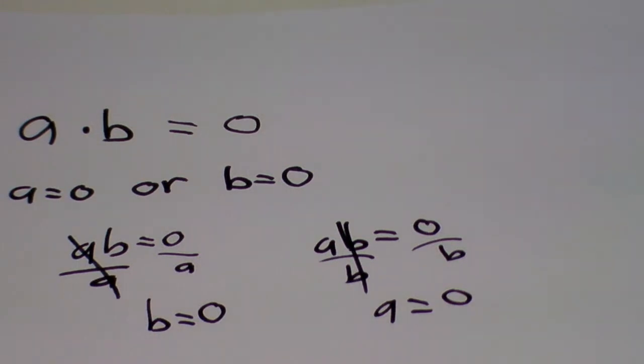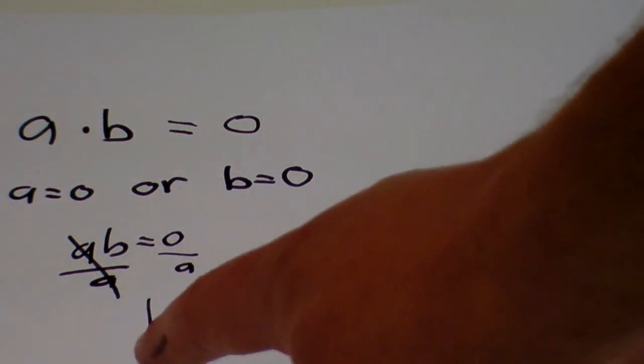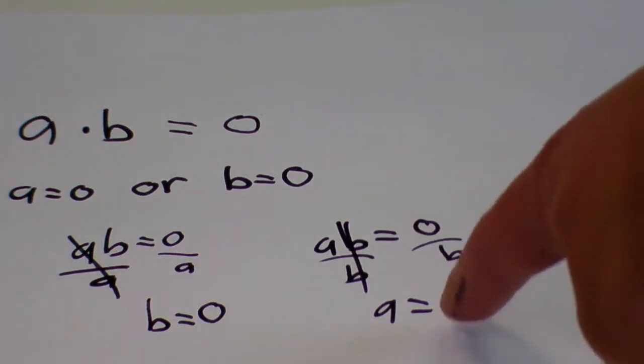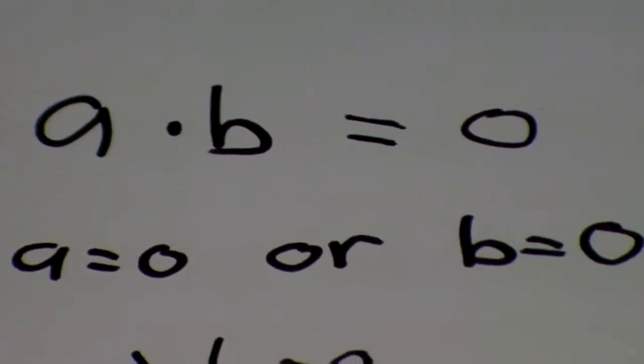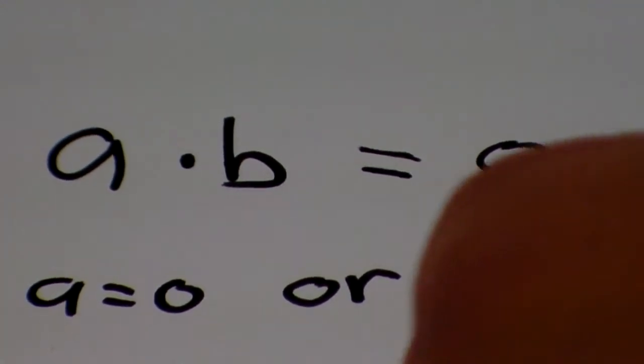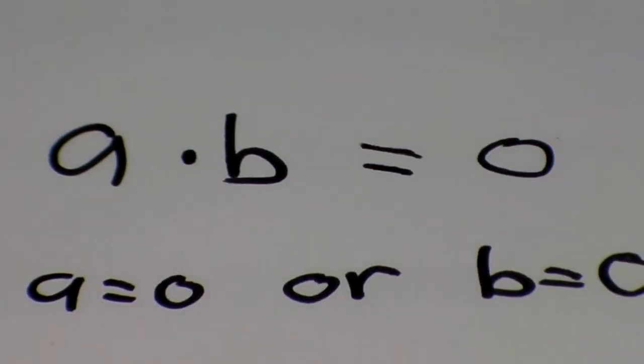Alright, so we've just proven that if a is not 0, b has to equal 0. And if b is not 0, a has to equal 0. That's the zero product property. If a times b is equal to 0, then either a has to equal 0 or b has to equal 0, or both.